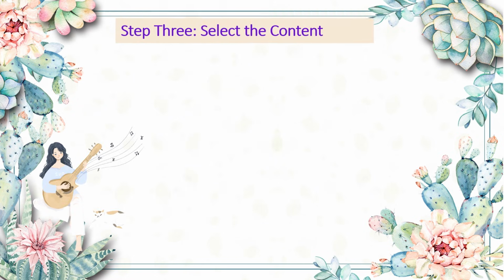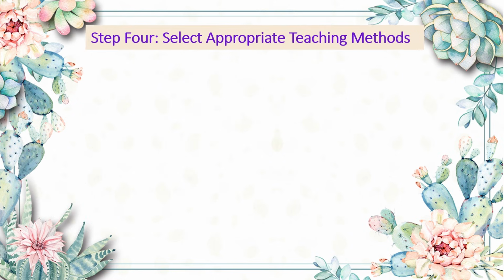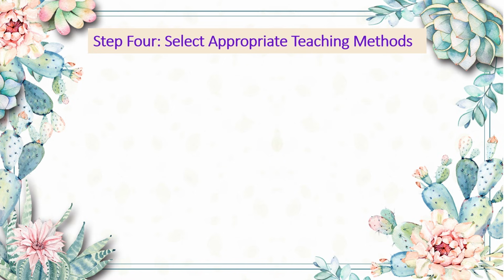Step 3. Select the content. The content should be selected according to the curriculum, the textbook, the learning objectives, students' level, available classroom time, etc. Do not include unnecessary information. Teach what students actually need to learn. Now decide how you are going to teach.